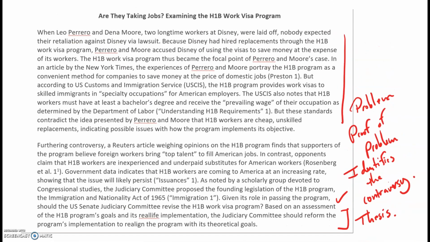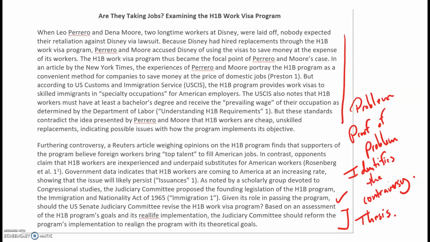This one as well, same thing, thesis at the bottom. This one's kind of nice because it identifies the controversy of this issue. So this one's about H-1B work visa programs, which I believe one of our groups actually took on this school year. This one begins very nicely with a specific case that brought the controversy of this to the forefront of the American attention to the legal system.